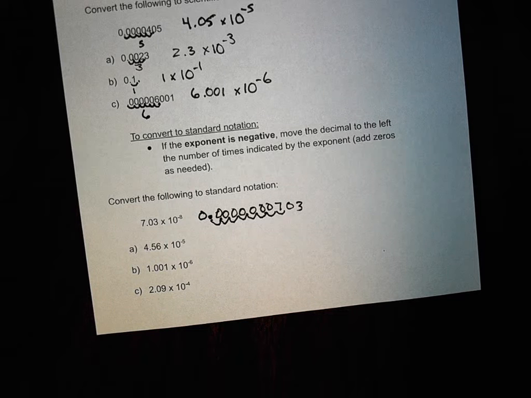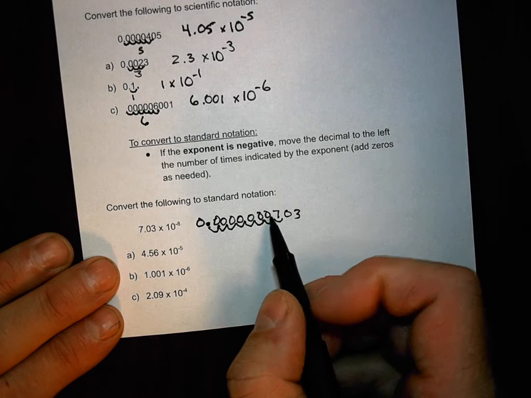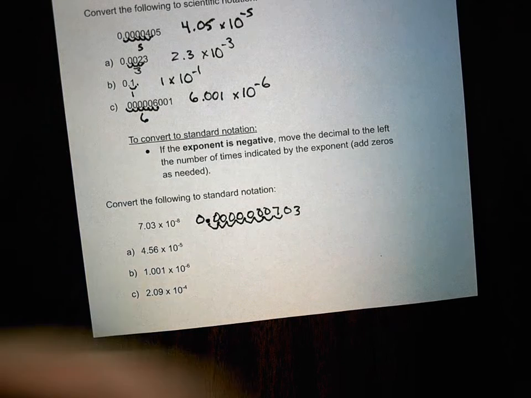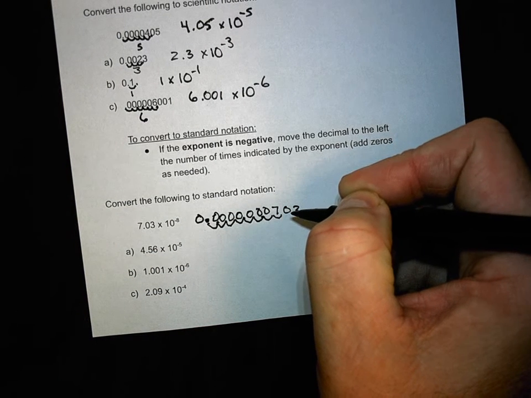Yes, sir? How many zeros is that? Well, how many should it be? 1, 2, 3, 4, 5, 6, 7, plus the 7, which was the other, that's 8 spaces. That decimal moved 8 spaces, right?